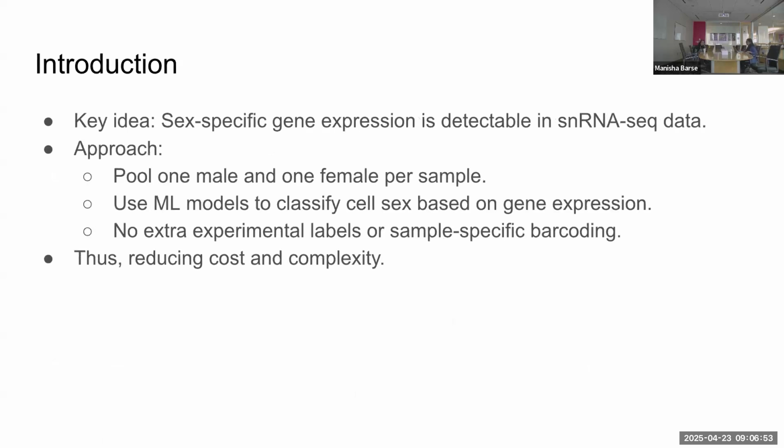So the key idea for this paper is sex-specific gene expression, which they try to detect in single nucleus RNA-seq data. In this approach, they pool one male and one female per sample. In this method, they are using machine learning models to classify cells' sex based on the gene expression. The novelty of this method is that no extra experimental labels or sample-specific barcoding is required, therefore reducing the cost and the complexity of the whole process.